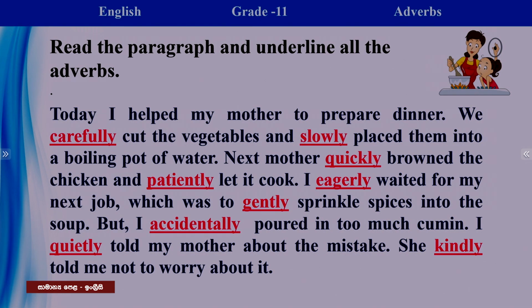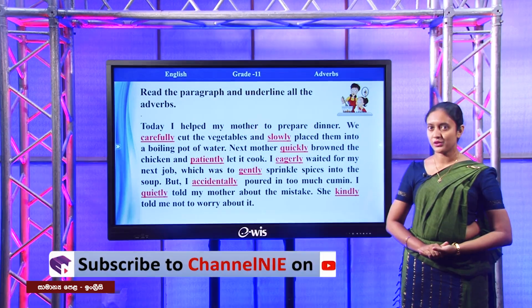Now pay your attention to these adverbs. All the adverbs here are formed by adding ly to the adjectives. But remember children, there are some other adverbs which do not end with ly. So you have to remember that.